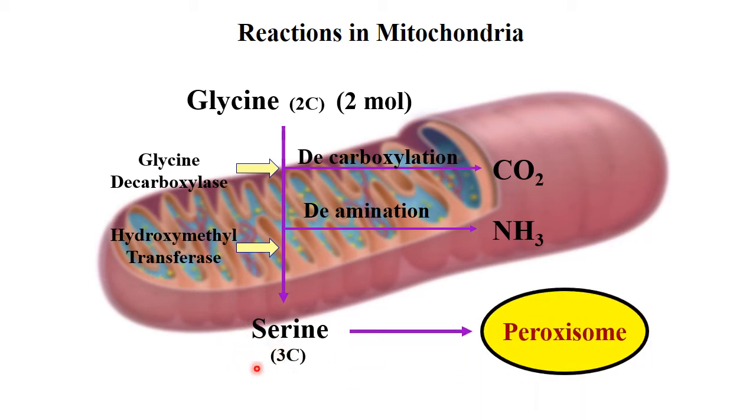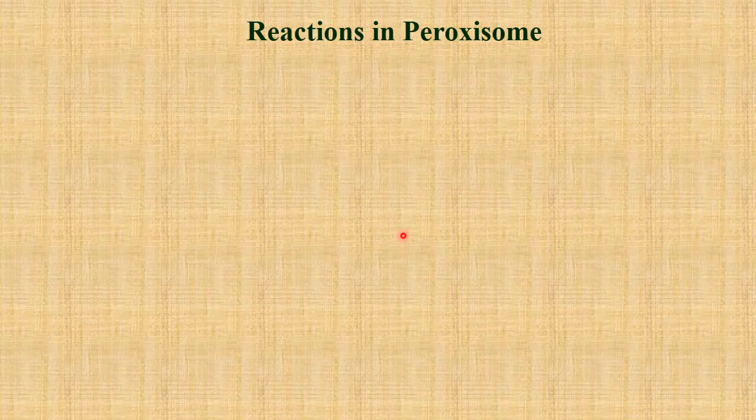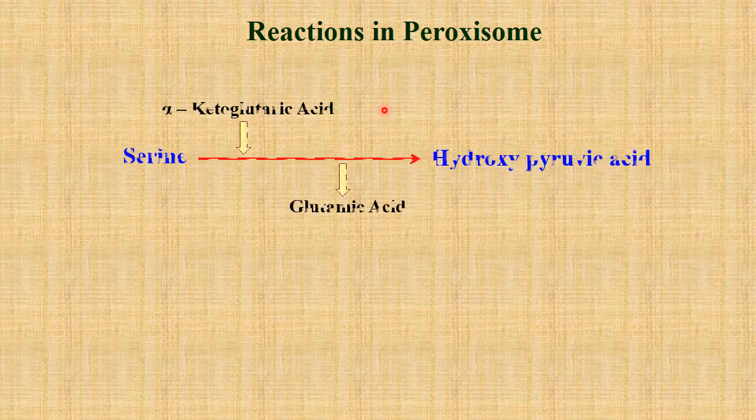And this serine compound, which is a 3-carbon compound, enters into peroxisome. Next, the reactions in peroxisome. The serine from mitochondria enters into peroxisome again, and here alpha-ketoglutaric acid is added and glutamic acid is released, and at last hydroxypyruvic acid is formed. This reaction is catalyzed by the enzyme aminotransferase.